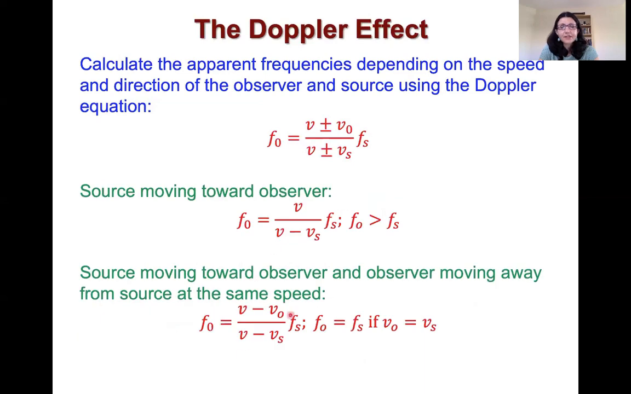Now, this is an interesting example where imagine both the source and the observer are moving, but they're moving together with the same speed.